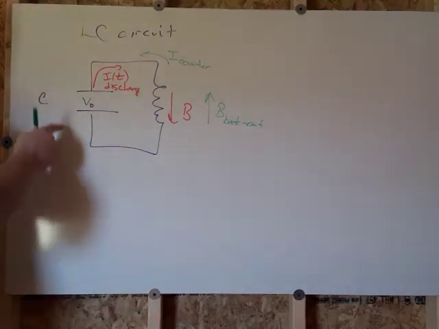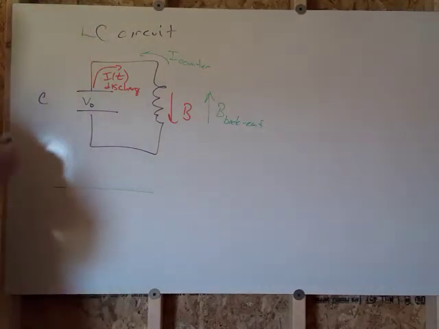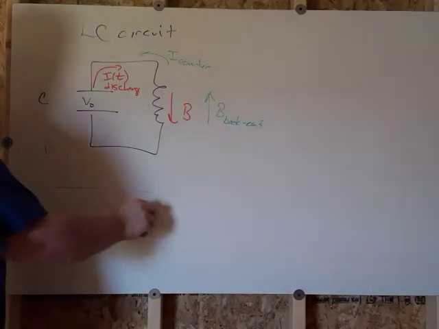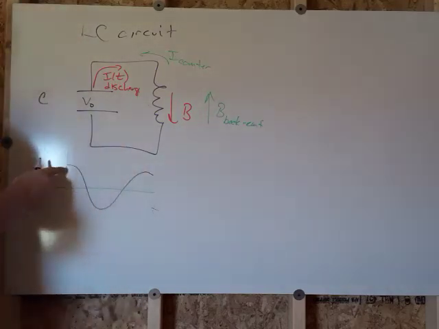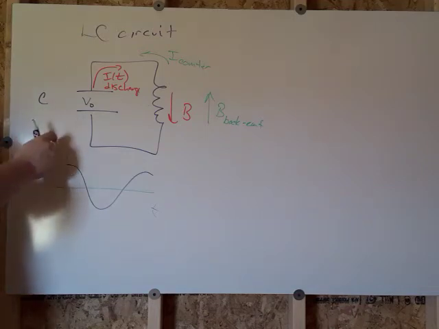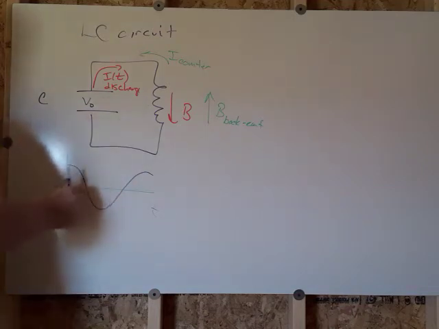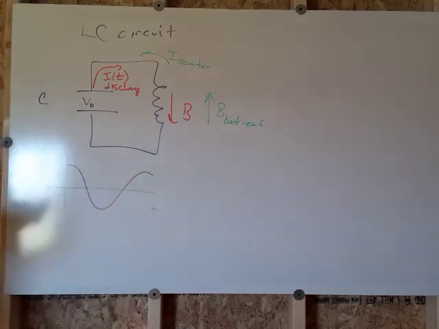And so if we look at the voltage, V and T, it should look like this. What happens is, as the voltage drops, as it dumps charge into the coil, it will eventually pick up field, and then the coil will discharge back into the capacitor and it'll oscillate.